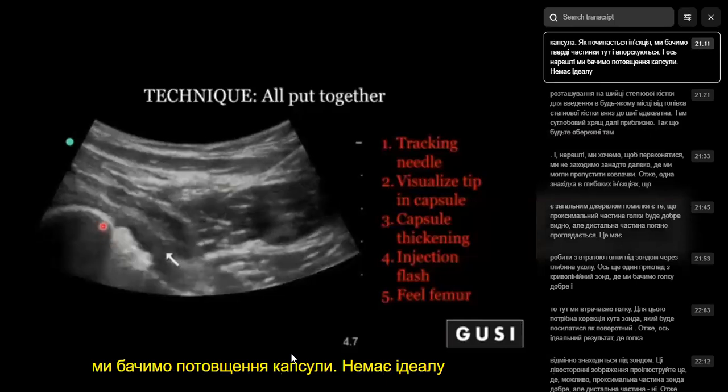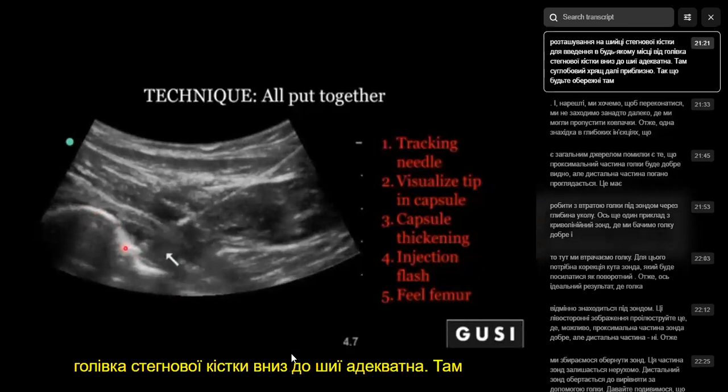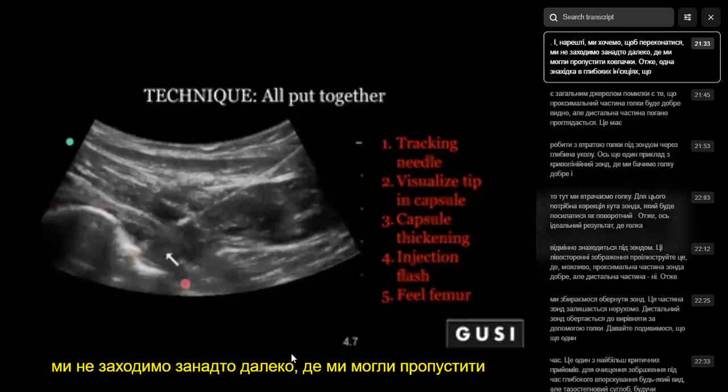There isn't an ideal location on the femoral neck to inject. Anywhere from the femoral head down to the neck is adequate. There is articular cartilage further proximally, so be careful there. And then lastly, we want to make sure we don't go too far distally where we could miss the capsule.